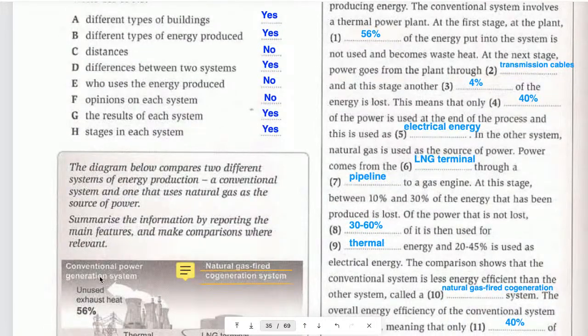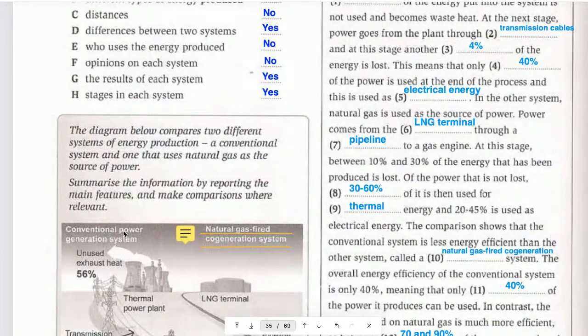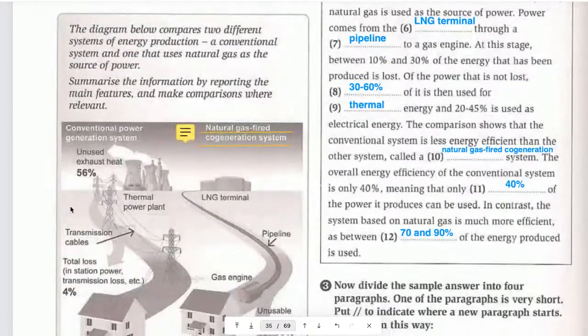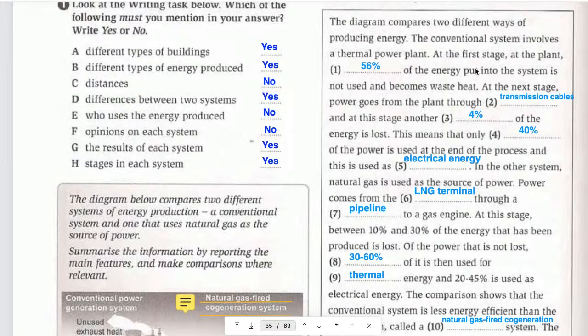The conventional system, that is the one on the left side, right? Conventional power generation system. How can they describe this? The conventional system involves a thermal power plant. At the first stage, at the plant, 56% of the energy put into the system is not used and becomes waste heat. Do you see that number? They mention unused exhaust heat, 56%. Okay, so that's why here they mention at the first stage, at the plant, 56% of the energy put into the system is not used and becomes waste heat.